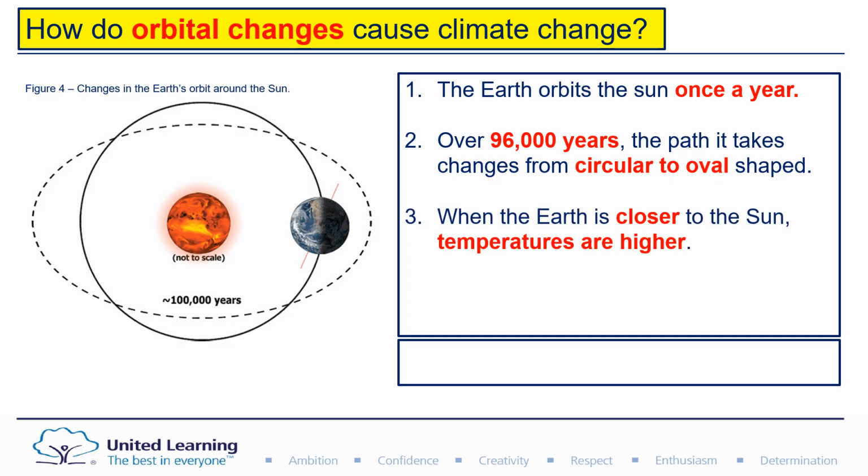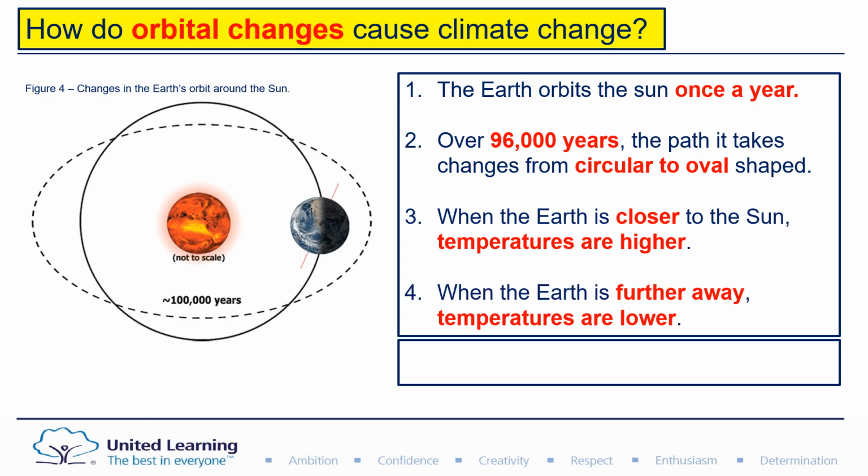When the Earth is closer to the Sun, solar radiation has a shorter distance to travel, so it is warmer. When the Earth is on an oval orbit and it's further away from the Sun, the solar radiation has further to travel, so temperatures on Earth will decrease.